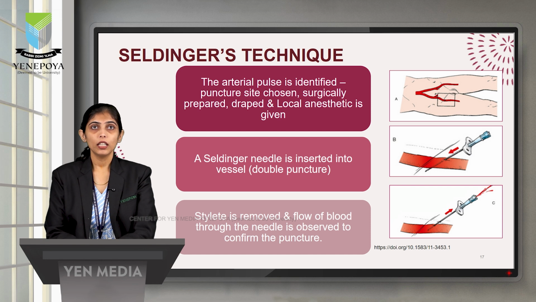In the Seldinger technique, first we identify the artery for the puncture site. Once the artery is chosen, all the procedures we discussed in the last slide will be done. After that, we insert our needle. Once we insert the needle, we remove the stylet. Once you remove the stylet, there will be a flow of blood from the needle. If there is a flow of blood, it confirms that the needle has been inserted in the right place.